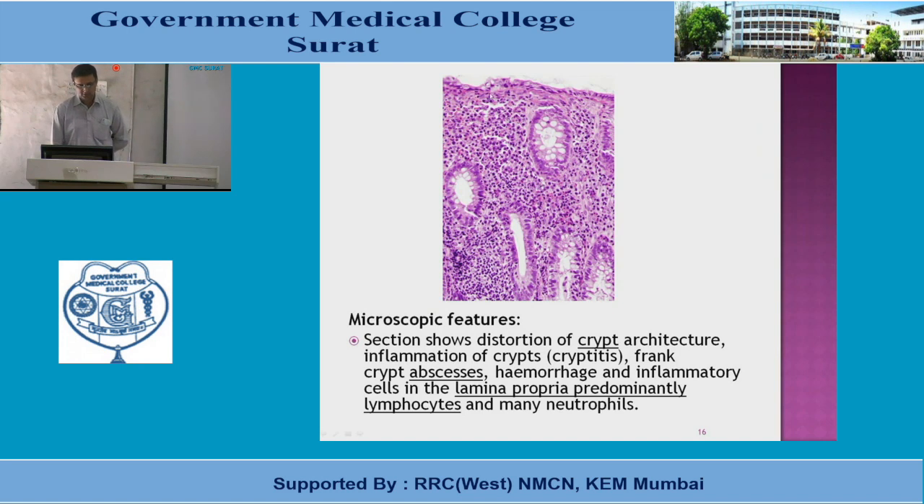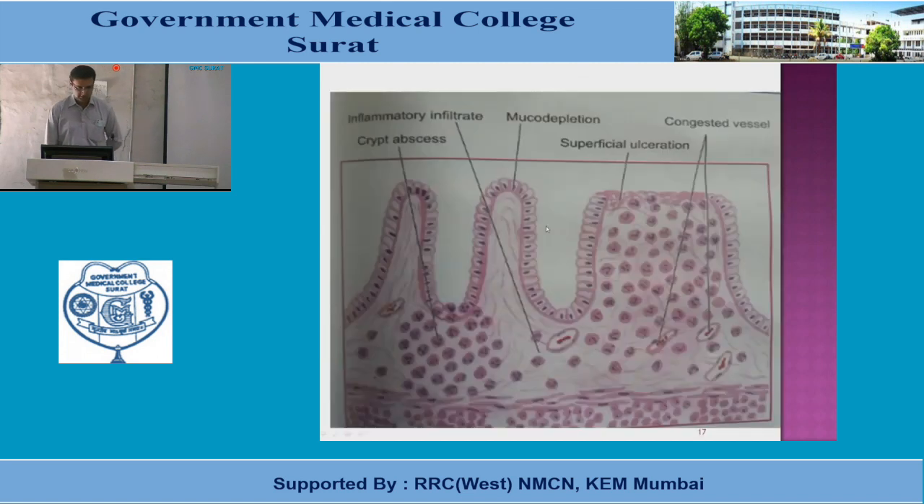See here there is a distortion of the crypt architecture and there is an inflammatory infiltrate in all the layers of the mucosa. See here there is an inflammatory infiltrate, while here there is a crypt abscess, while here there is a superficial ulceration. So these are all lesions of ulcerative colitis, the histopathological changes.